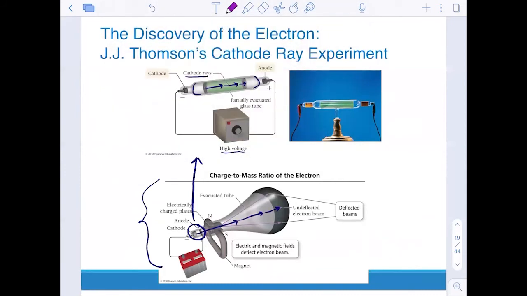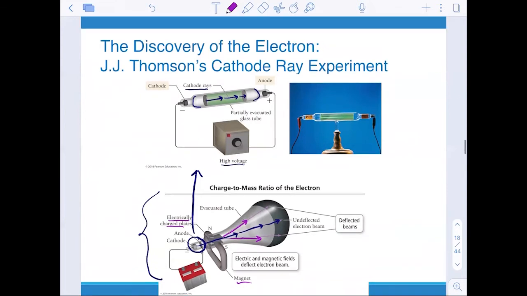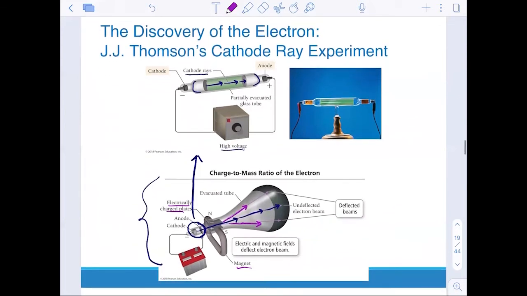But what he was able to do was take these electrically charged plates and a magnet and start to bend the actual beam in the backside of this evacuated tube. He kind of made it like a balloon shape so that he could deflect. And the deflected beams, he was able to actually measure the amount of deflection, the charge to mass ratio. Notice for his experiment, that charge to mass ratio, he was not able to find the actual charge or the mass itself, just the ratio. And that was it.